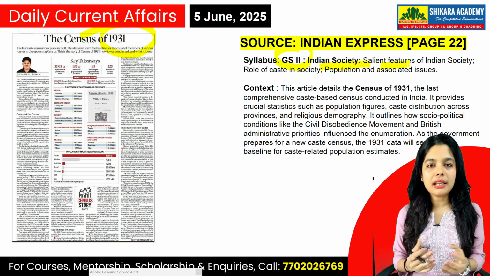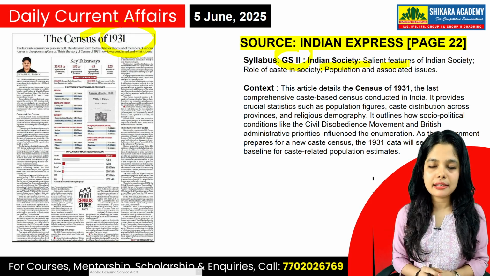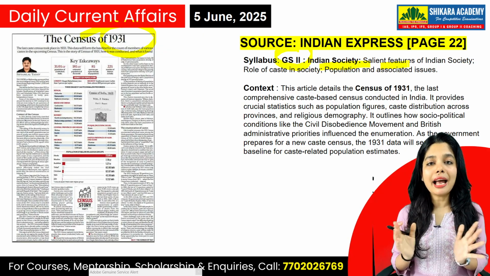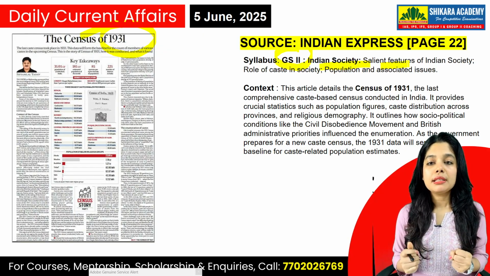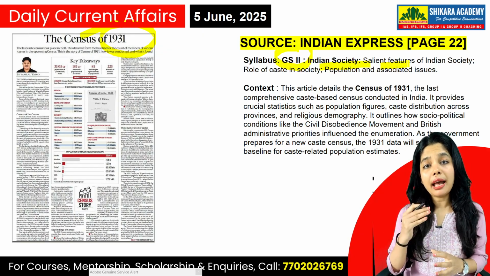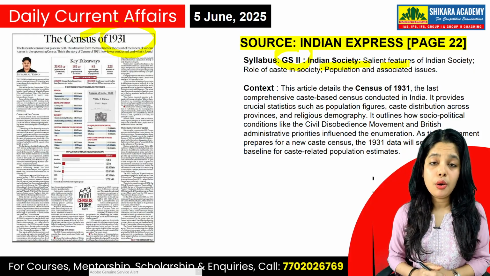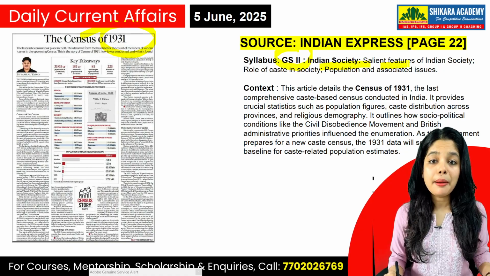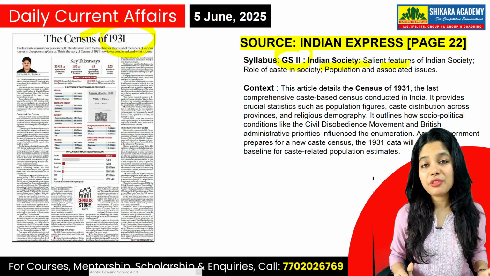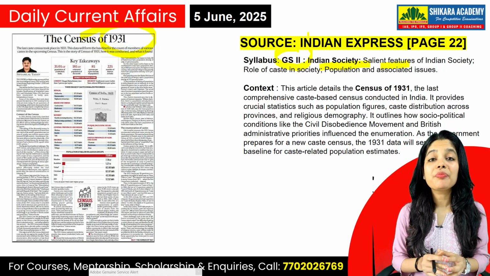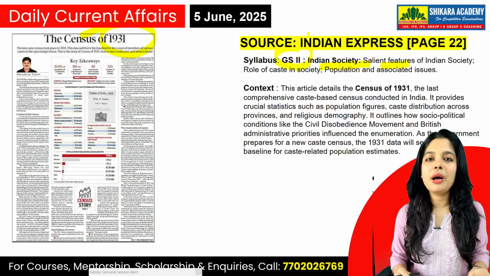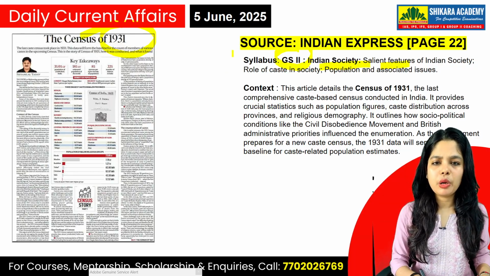We know that the government, as we have read in our article, is planning a holistic new caste census. But the last and the best one we had was during British rule, yes, the census of 1931. The census of 1931 was holistic.